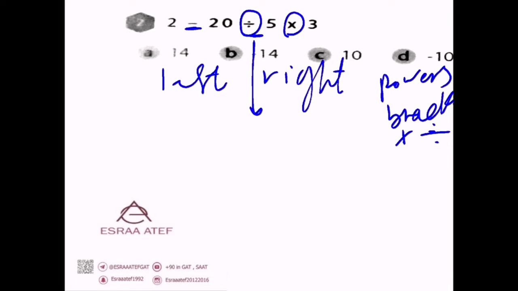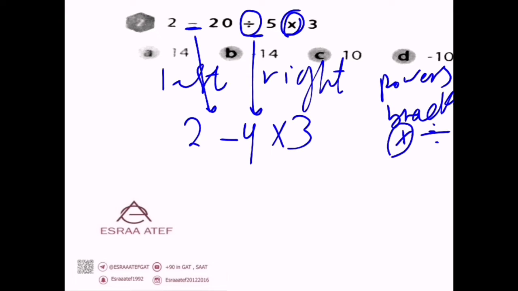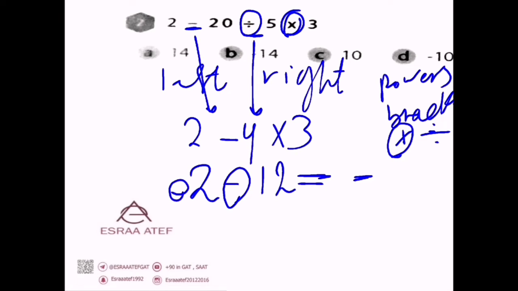So 20 divided by 5 is 4, and then times 3, so 4 times 3, and here we have 2 minus. Then we will solve the multiplication. 4 times 3 is 12, and here we have 2. Then we solve it by subtracting. We take the sign of the biggest number and subtract because they have different signs, so it will be negative 10. So the answer will be negative 10.